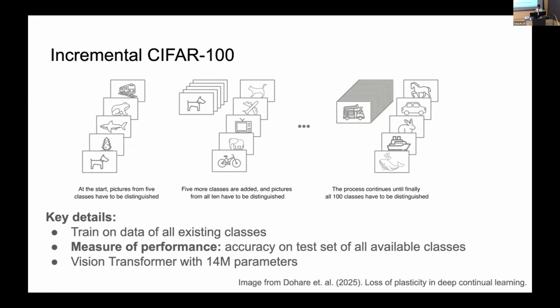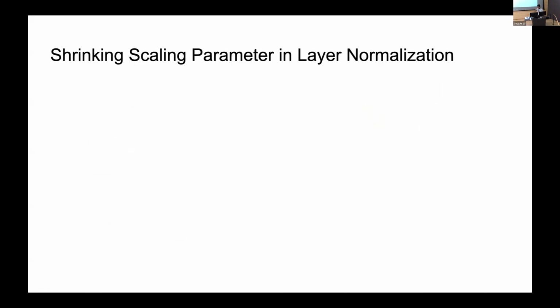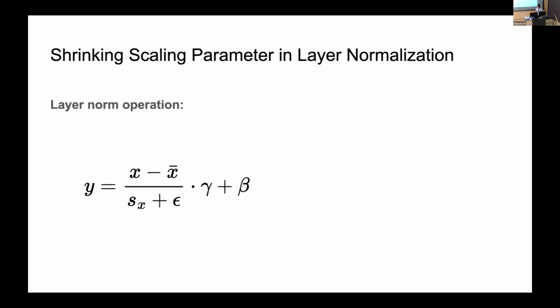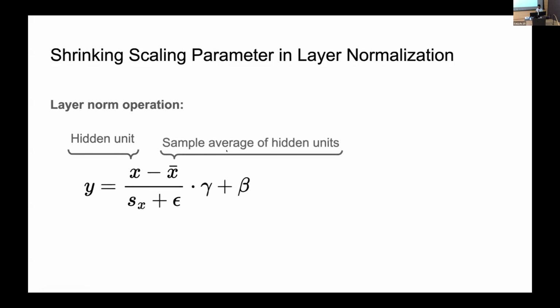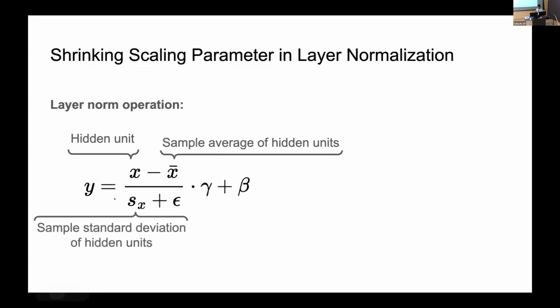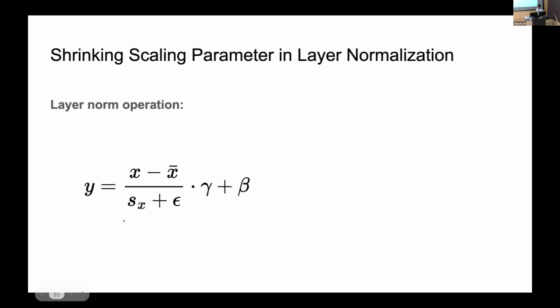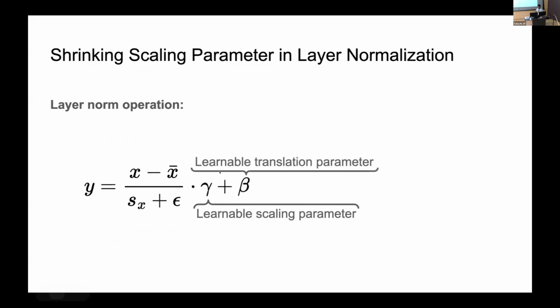So a vision transformer has a bunch of components. One interesting one is that it uses layer normalization. If you are familiar with layer norm, or if you're not, this is what it does. You have the output of a hidden unit, and then you subtract the mean that's calculated for the layer. You divide by the standard deviation, and then you have these two parameters, gamma and beta, which are learnable parameters that scale and shift the output. And then epsilon is a small number.